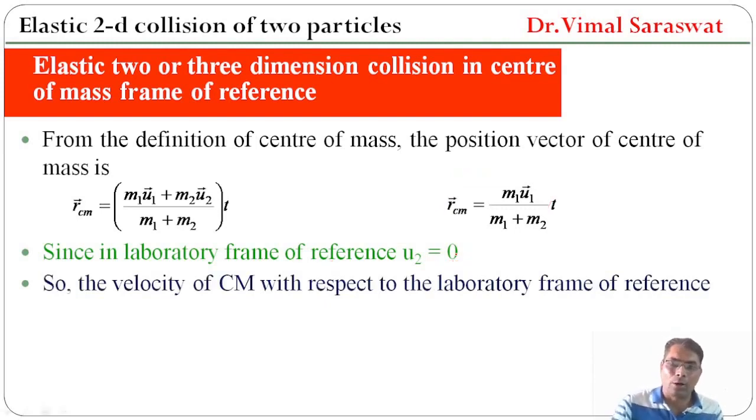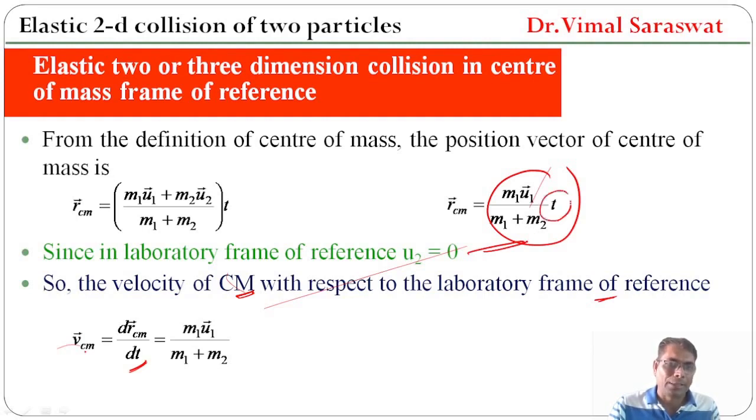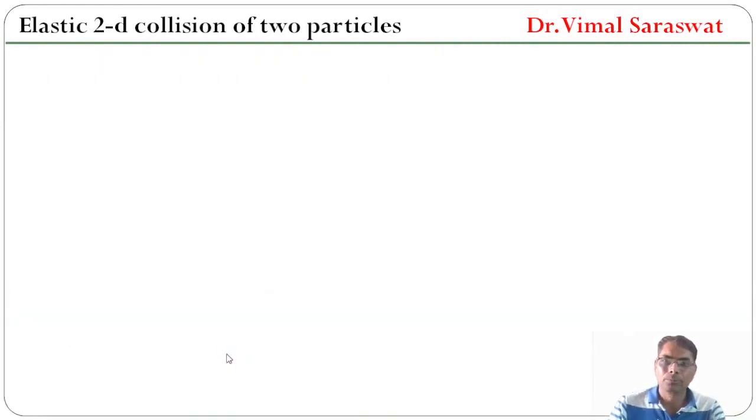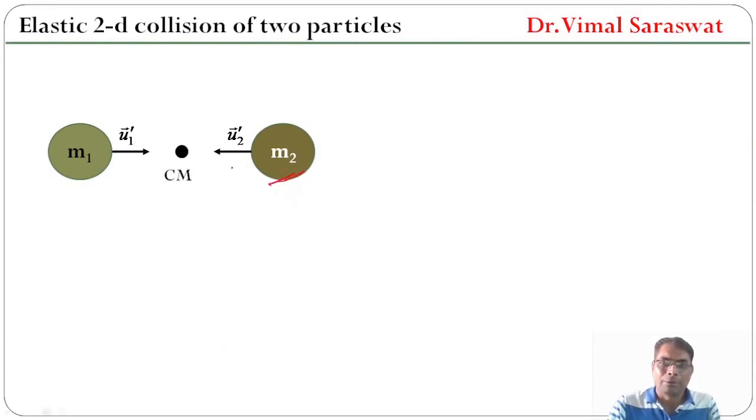So the velocity of center of mass with respect to the laboratory frame of reference is VCM equal to dRCM upon dt, and RCM is this one. So if we differentiate this equation with respect to t, then the differential of t with respect to t is 1. So VCM is equal to m1 u1 divided by m1 plus m2. Now here we have center of mass. This is the particle of mass m1 moving with velocity u1, and this is the particle of mass m2 moving with velocity u2.